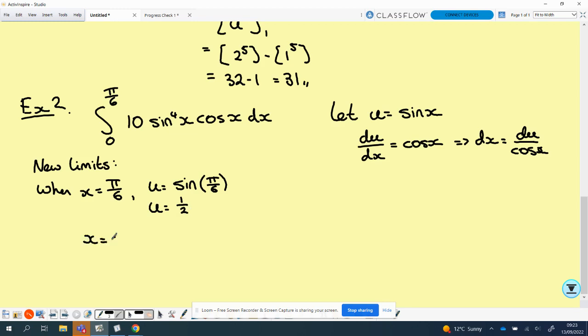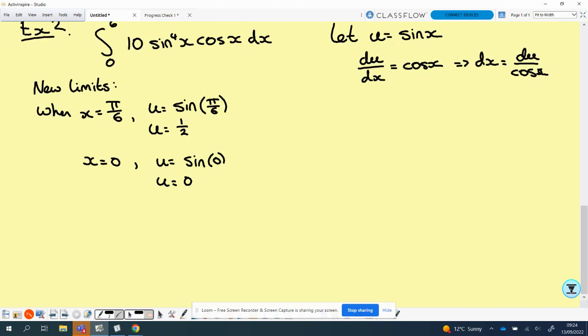And when x equals 0, u is going to be sine of 0. And sine of 0 is just 0. Okay, so sometimes your limits might not always change. Okay, one of them has, but that last one did still stay the same for that function. Okay, so let's pop that into our question.